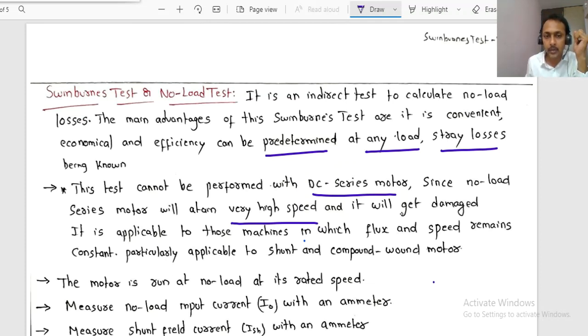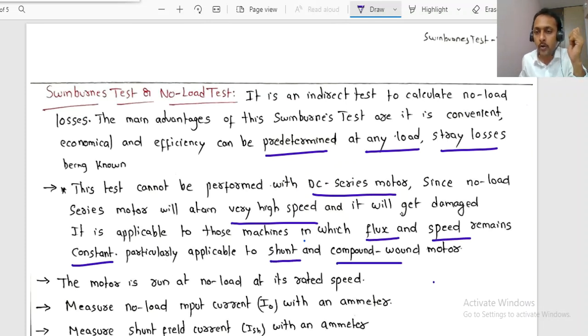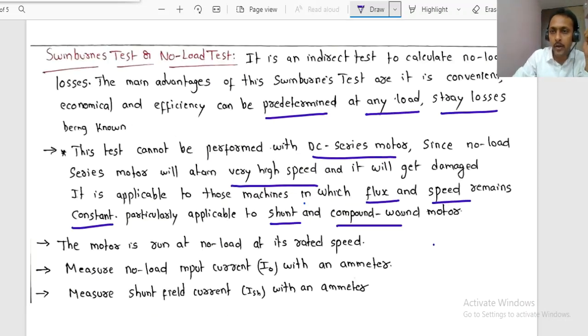For that reason, this method, Swinburne's test or no load test, is applicable to those machines where the flux and speed remain constant. So it is particularly suitable for shunt motor or compound wound motor.